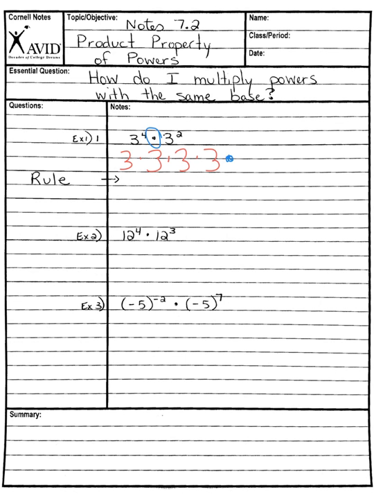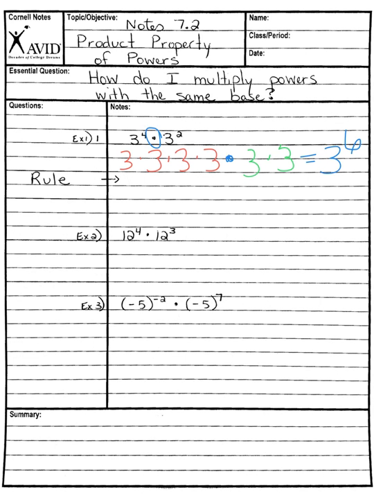And let's look at the second part of this problem. 3 squared is just 3 times 3. So what do we have? What would our final answer be here? Well, it'd be 3 to what power? To the 6th power, because there's 6 of them.